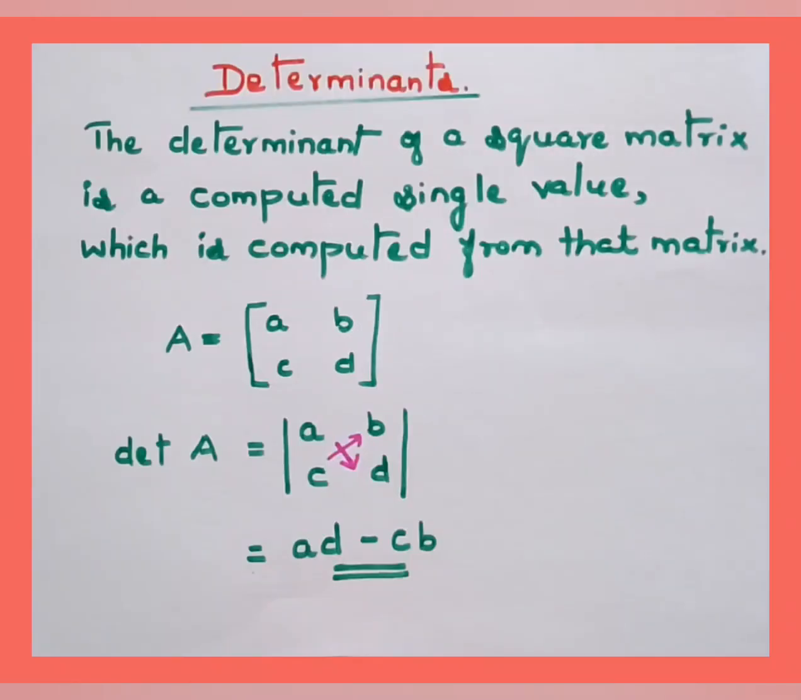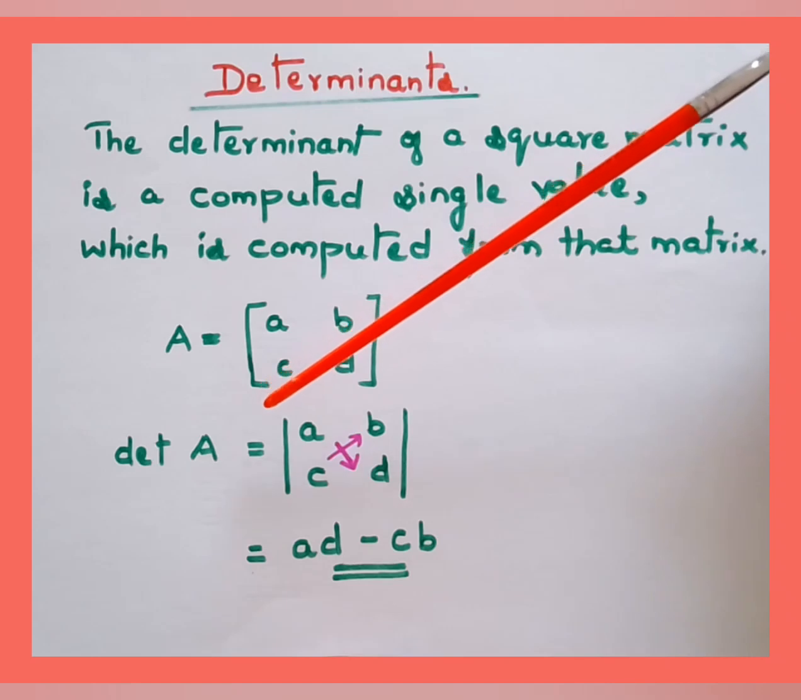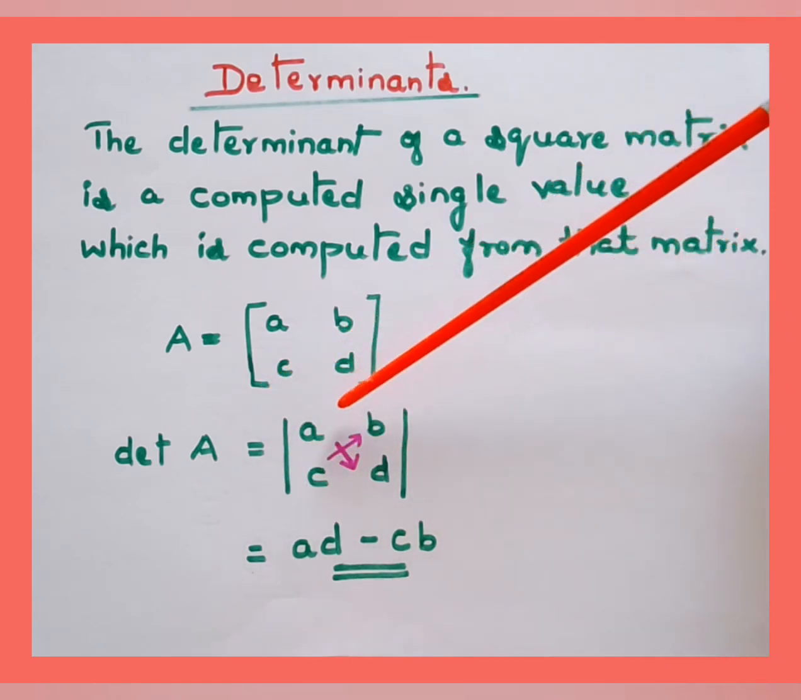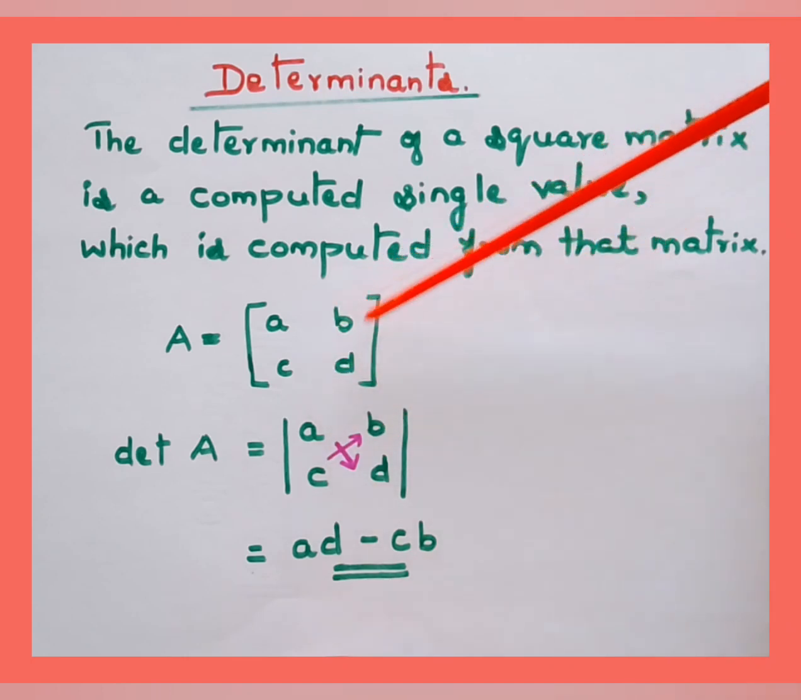Next, we shall move to the concept of determinants related to a matrix. The determinant of a square matrix is a single value computed from that matrix. It means from the given matrix, on solving this matrix, we get a single value. Okay. For example, a matrix is given, A matrix, elements are A, B, C, D, and determinant of A you can write like this with the straight lines, and you can write the elements as it is A, B, C, D.